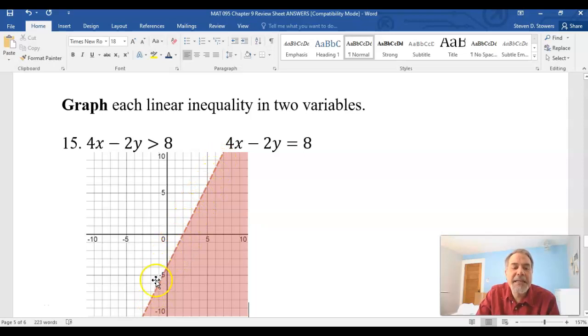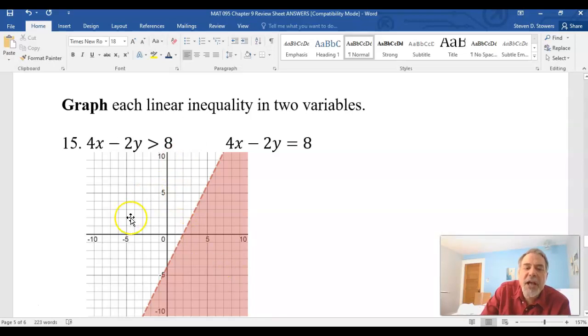And I have made it a dotted line or a dashed line because this is a greater than sign. If it was a greater than or equal to sign, we would make it a solid line because then we are including the points where it's equal. But here we're not including the points where it's equal, just the points where 4x minus 2y is strictly greater than 8, so we make it a dotted line.